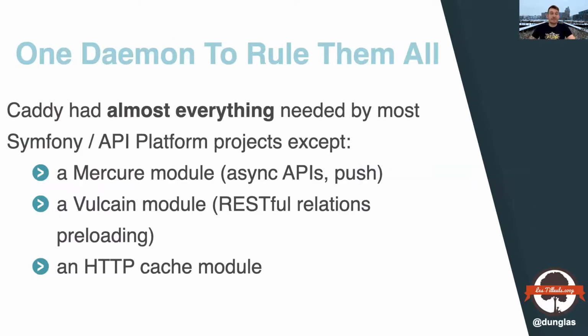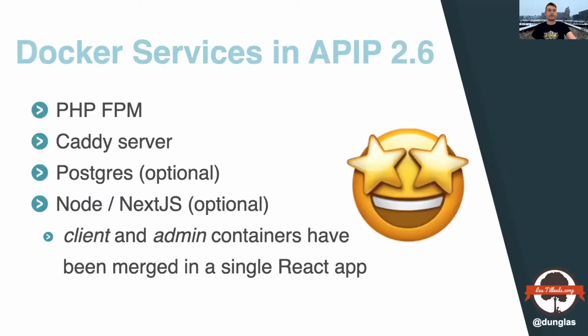The nice thing with Caddy is that you can have one daemon to expose your whole API Platform application. And this single web server is able to support Mercure through a module, because you can extend Caddy by writing your own modules, Vulcain through a module, and you can even have HTTP cache right into the single binary, right into the Caddy web server.